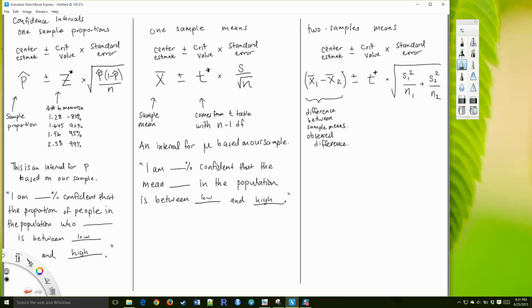Okay, this is still our center estimate, plus or minus t star, which still comes from the t-table with n minus 1 degrees of freedom. Use the smaller n. And it's an interval for the difference between mu1 and mu2.